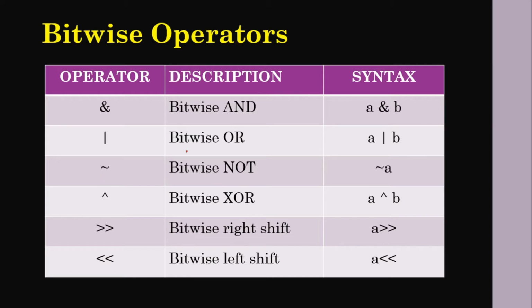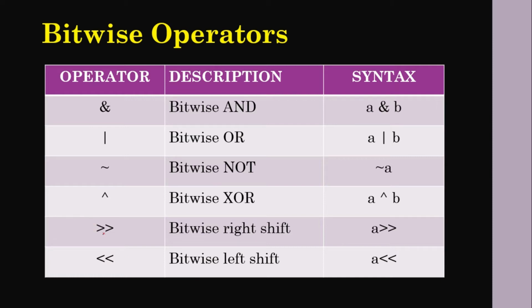And this tilde sign is useful for the bitwise NOT operation. It will do a complement of a, and it is represented with ~a. Then this caret sign is useful for performing the bitwise XOR operation, and we can do it this way, a ^ b. Now Python also supports the bitwise right shift as well as the left shift.